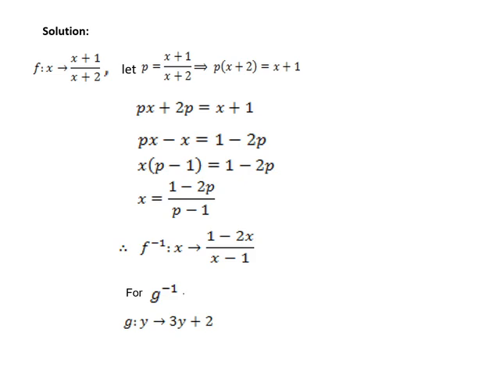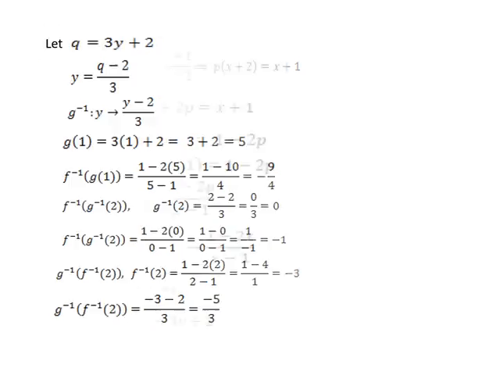So for us to get g inverse, it is just the same process. We are given g of y to be equal to 3y plus 2. We just have to represent our g of y with any variable we like. So here I represent g of y as q. It is represented as q equal to 3y plus 2.